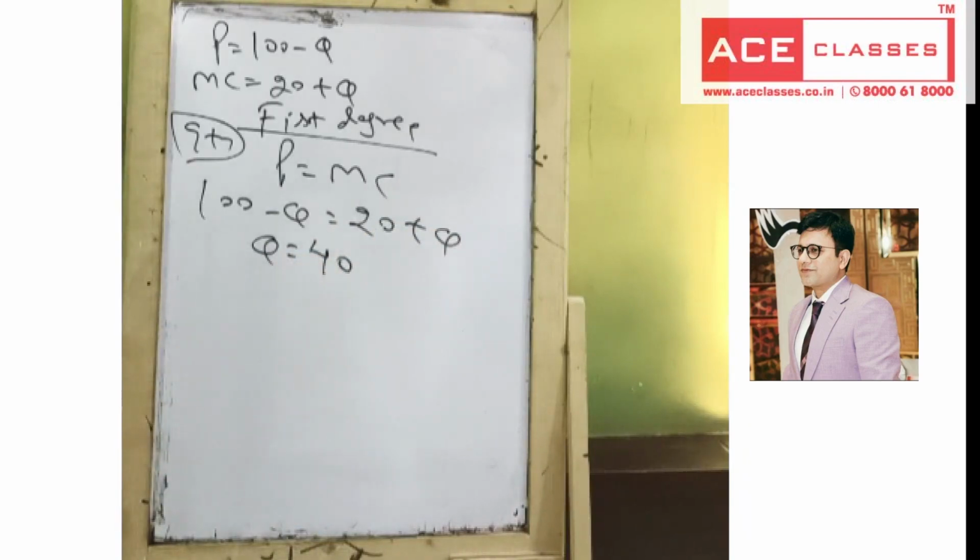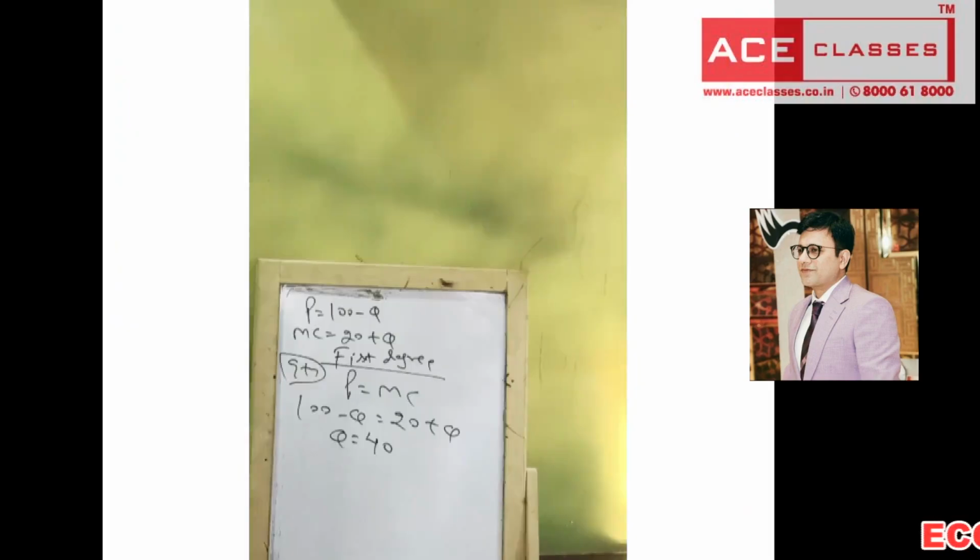Now the question is, why are we using P is equal to MC? In the normal scenario we use MR is equal to MC because that is the level where profit is maximized. So what is the rationale here to use P is equal to MC instead of MR is equal to MC? Don't you worry guys, I'll be explaining that with the help of an example.